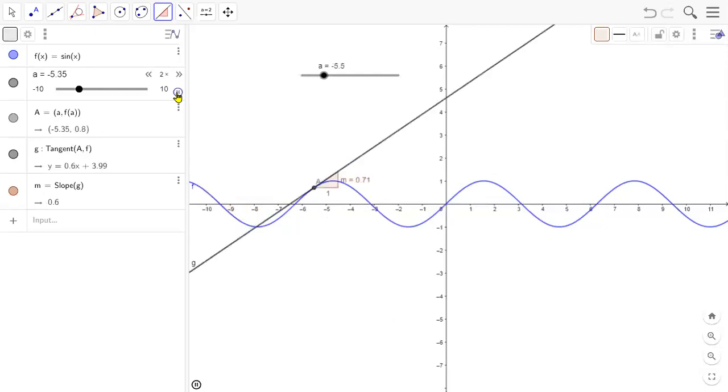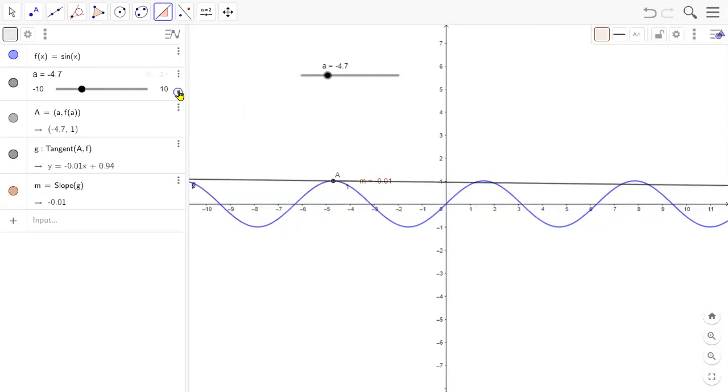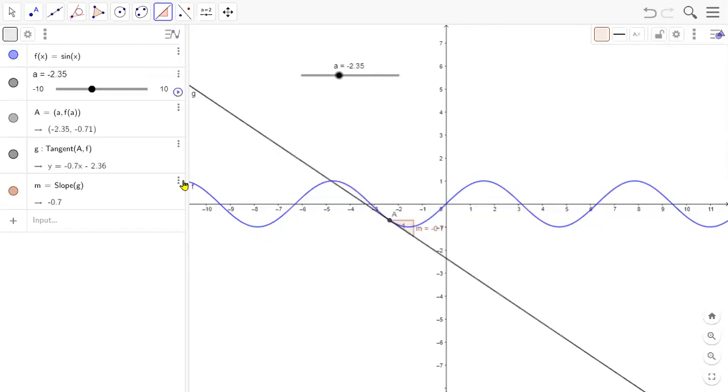Let me graph that. Let me find out the locus of the slope of this tangent. So let's take the point a comma m. I am just going to find out the locus of this slope of this tangent, the locus of the slope of the tangent. This is just the point b.